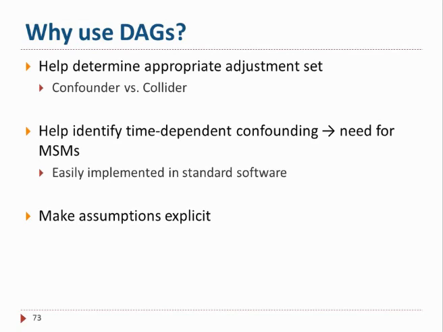So why do we want to use DAGs? Well, they help us determine the appropriate adjustment set. Is a variable a confounder? Do we want to adjust for it? Or is it a collider and we shouldn't be adjusting for it? It also helps identify time-dependent confounding. If we're in a situation where adjusting for something could cause bias, but not adjusting for it could also induce some bias, here we need marginal structural models, which are an easy extension of the models that we're already running, so we can appropriately adjust for that confounding. And they make our assumptions explicit.